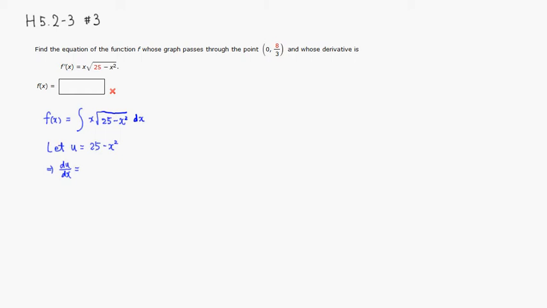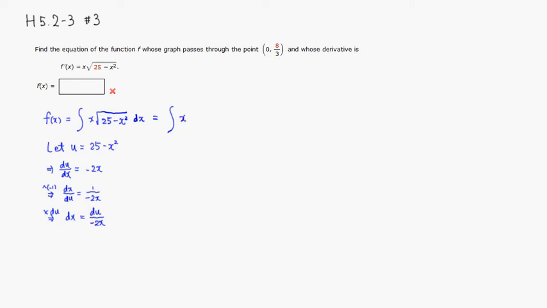We have derivative of 25 is 0. Derivative of negative x squared would be negative 2x. Right? Then we can take the reciprocal of both sides. We have dx over du is equal to 1 over negative 2x. Right? Then we can just multiply through by du to find that dx is the same thing as du over negative 2x.